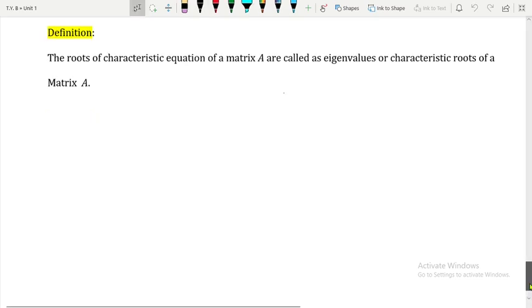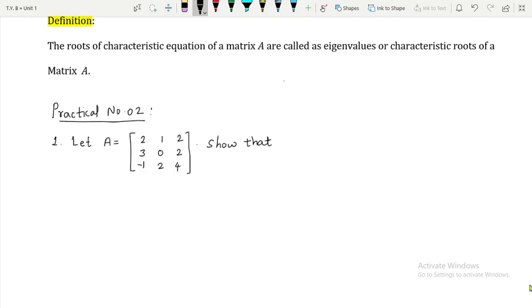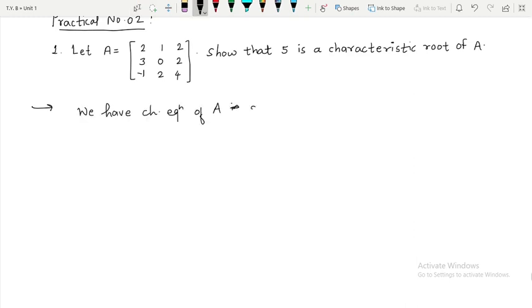From practical number 2, we'll go for the first question. In this particular example, we are supposed to show that 5 is a characteristic root of A. So without any delay, let us start. We have the characteristic equation of A as determinant of xI minus A is equal to 0.